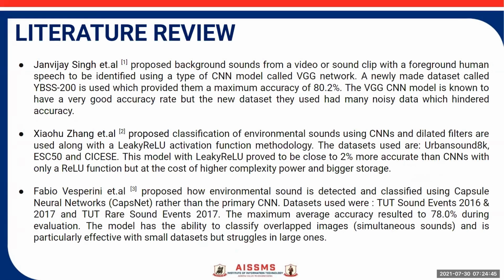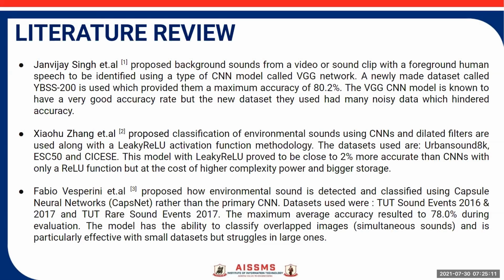The first paper states that they used background sounds from a video or sound clip with foreground human speech to be identified using a VGG network, which is a CNN model. They also used a custom-made data set called YBSS 200, which got them a maximum accuracy of 80.2%. The VGG model is known to have very good accuracy, but the new data set they used had much noisy data, which hindered accuracy.